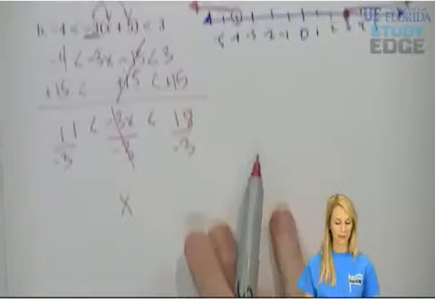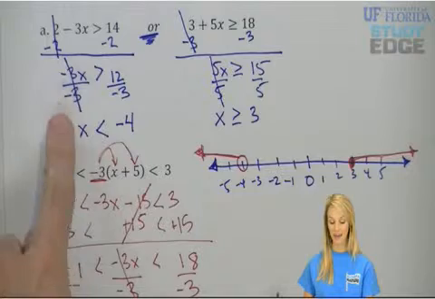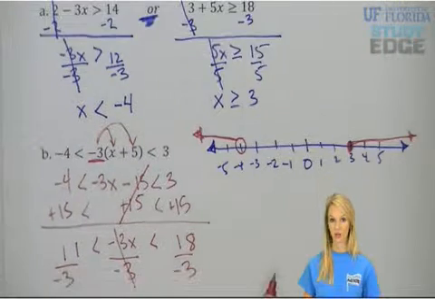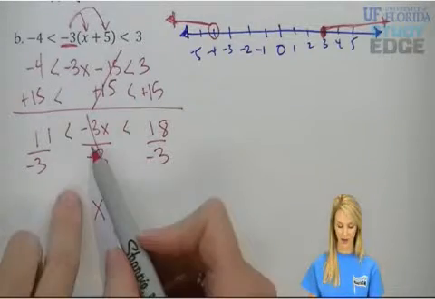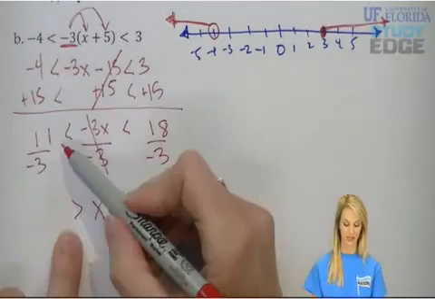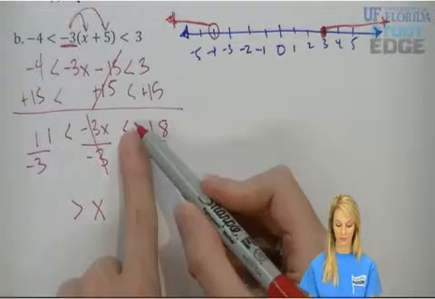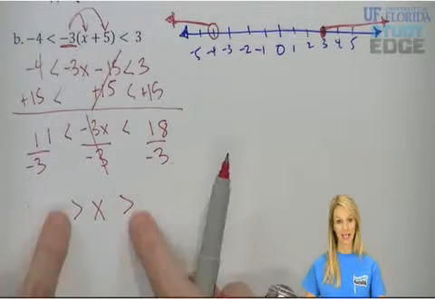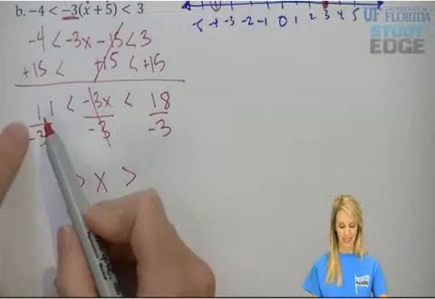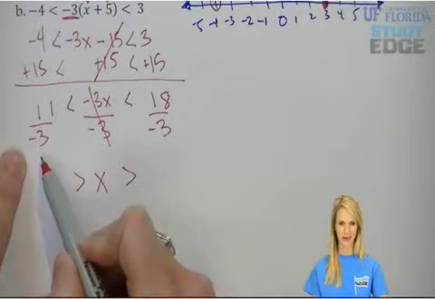Ooh, you guys remember that rule that happened in part A? What happened when we divided by a negative? We had to flip the direction of our inequality. Same thing happens here. We divide by negative 3. This is no longer less than, I'm flipping it to greater than. So we divide by a negative, we got to flip our inequality. Now 11 divided by negative 3, can that simplify?